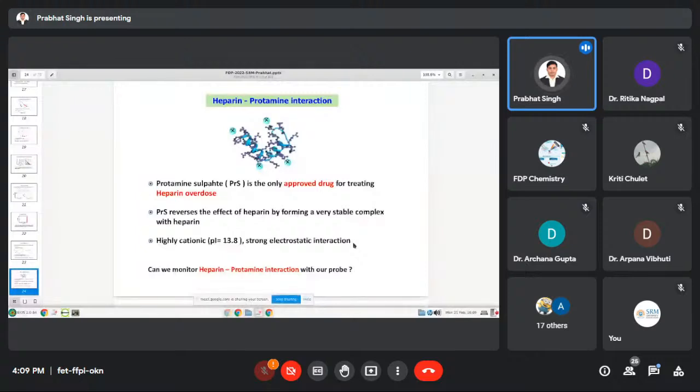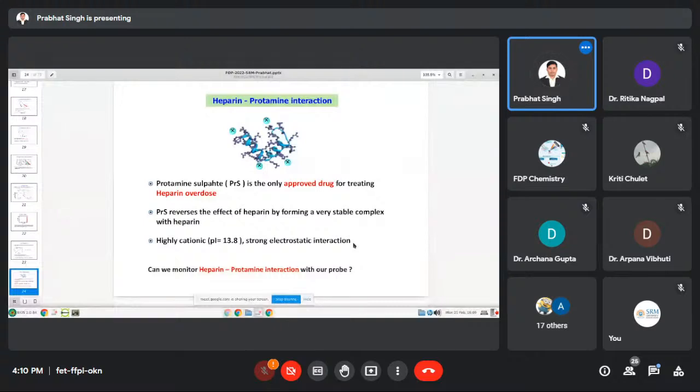Heparin on the one side is a very negatively charged biomacromolecule, and protamine on the other end is a cationic peptide. So naturally there is an electrostatic charge neutralization, and once the charge of heparin is neutralized, it will not be able to do its regular activities as an anticoagulant. So protamine is normally administered to treat the heparin overdose, and it basically reverses the effect of heparin.